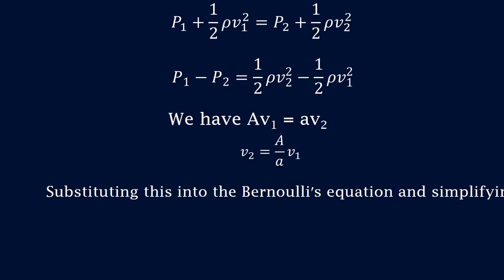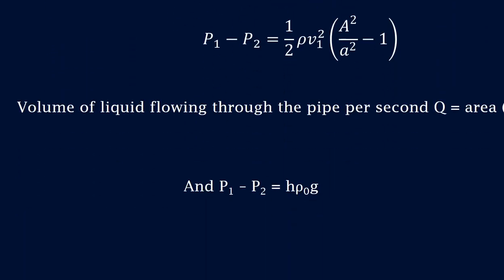Substituting this into Bernoulli's equation and simplifying, we get P1 minus P2 is equal to half rho into bracket capital A upon small a into V1 bracket close raised to 2 minus half rho into V1 square. Simplifying it further, we get P1 minus P2 is equal to half rho V1 square into bracket capital A square upon small a square minus 1 bracket close. The volume of liquid flowing through the pipe per second, Q, is equal to capital A into V1, and P1 minus P2 is equal to h rho 0 g.